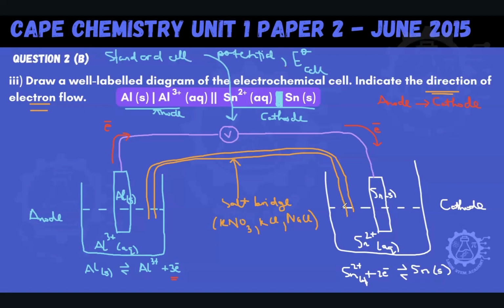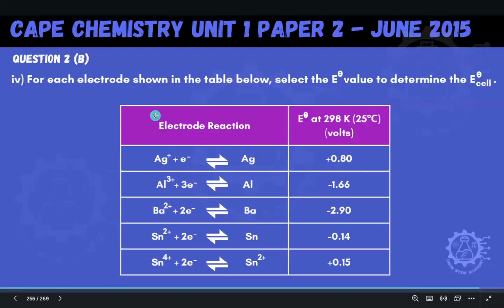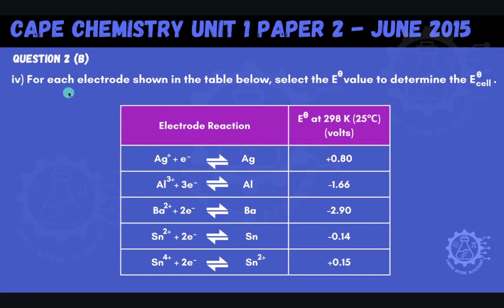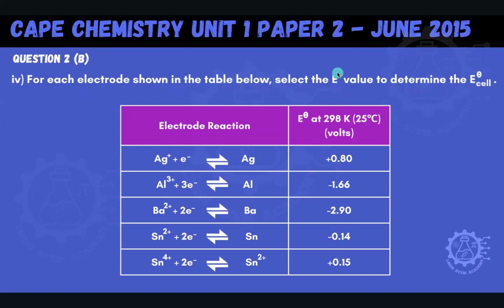conditions. All right, so we're ready to move on to the final part of this question. So let's clear this and move on. So here's the final part, part 4. Part 4 says for each electrode shown in the table below, select the theta value or the electrode potential value to determine the standard cell potential value. So we're using standard electrode potentials to find the standard cell potential.